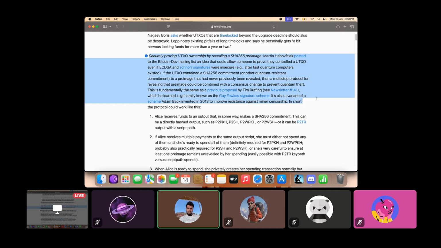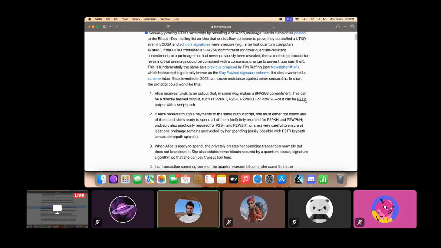In short, the protocol could work like this. So this is the proposal. I just went through it in brief. Assuming that the security of ECDSA and Schnorr digital signatures is broken by quantum computers, but not SHA-256. So SHA-256 cannot be reverse engineered. Quantum computers are a threat to ECDSA and Schnorr signatures, not to SHA-256. So let's assume there are quantum computers that can break these digital signatures, but they cannot reverse engineer SHA-256. So this is a proposal that makes use of the security of SHA-256 to spend quantum vulnerable bitcoins. How does that happen? That will require a soft fork.